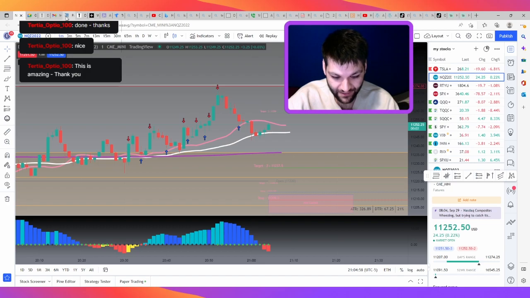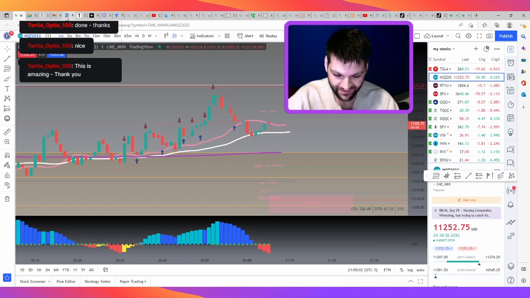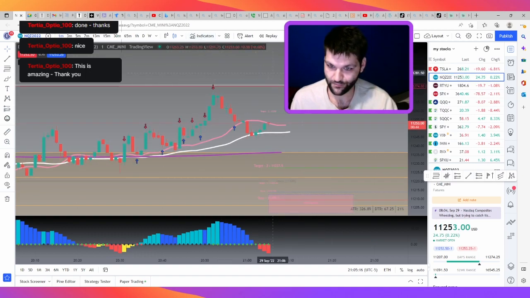Is that indicator available on NinjaTrader? I do not believe it is available on NinjaTrader. This is one reason why I really like TradingView. It has a whole lot of different indicators, like tens of thousands that you can pick from, and this is one of the best ones that I found.